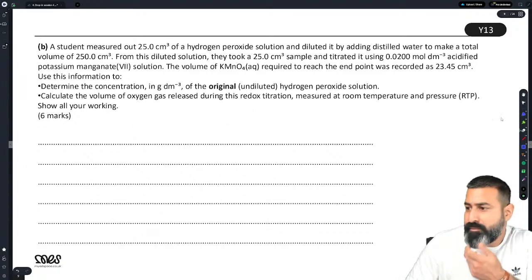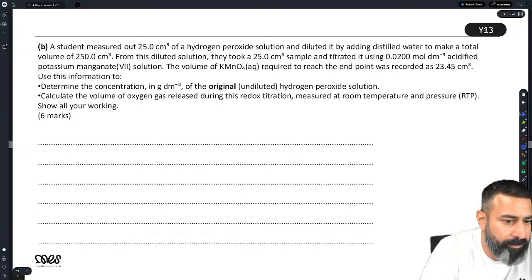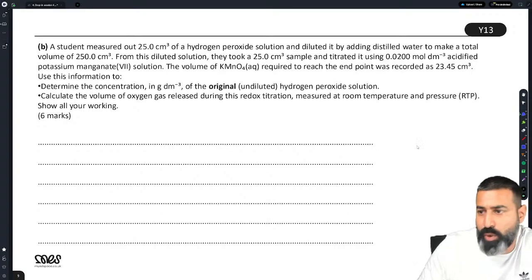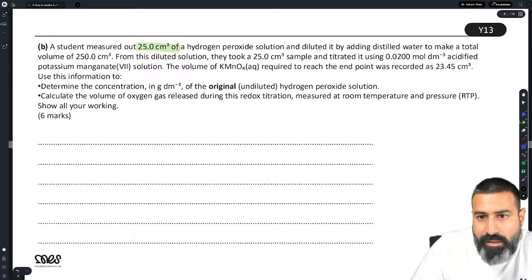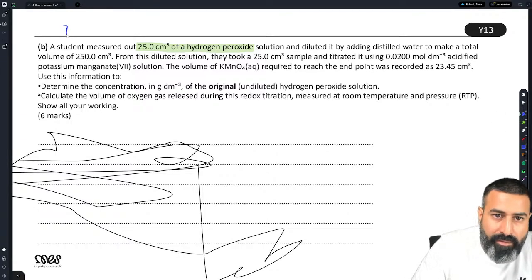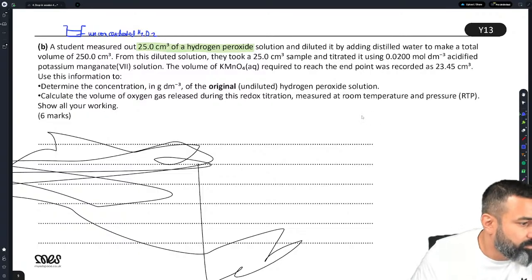Let's have a look at B. So this is a similar question to what we did yesterday. Okay, so where are we going to start then? So a student is measuring out some hydrogen peroxide solution. Okay, so when I'm reading this, this is the neat hydrogen peroxide solution, okay? So we've got a bottle and here it is. So this is the unconcentrated H2O2.